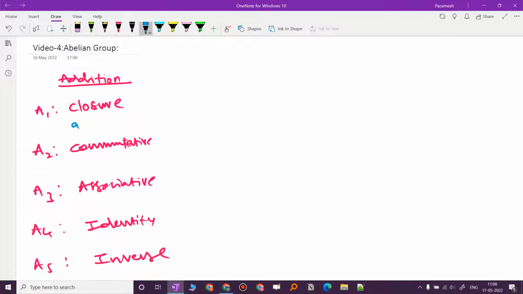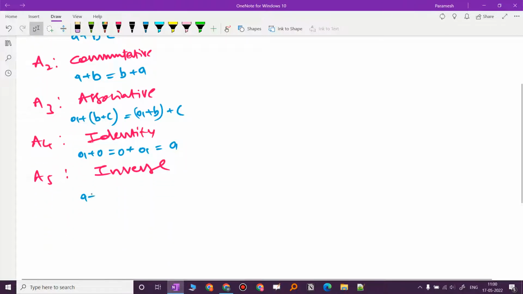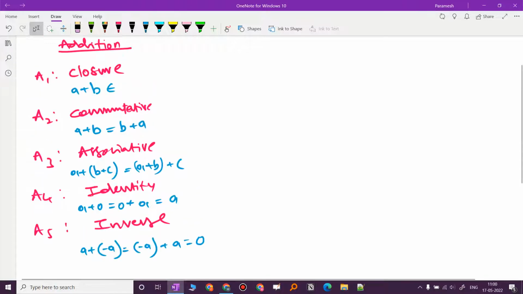Closure means, suppose we are discussing the natural numbers, a plus b belongs to that particular number set, N or R or Q or Z, anything. Commutative means a plus b is equal to b plus a. Associative means a plus (b plus c) is equal to (a plus b) plus c. Identity means a plus 0 is equal to 0 plus a is equal to a. Inverse means a plus (additive inverse, minus a), or minus a plus a, is equal to 0. These are the addition properties.